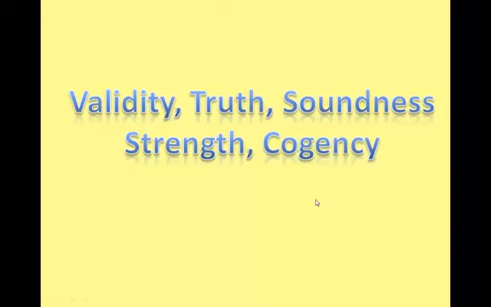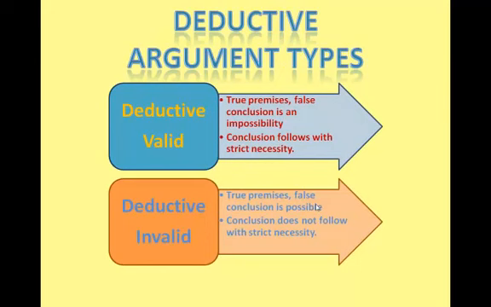This lecture is about evaluating deductive arguments for validity and inductive arguments for strength. We will also look at the concepts of truth, soundness, and cogency. In deductive arguments, there are two possibilities. A structure may be valid or invalid.